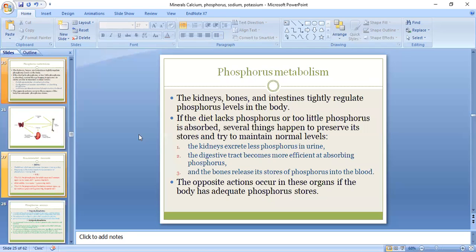Now, phosphorus metabolism. The kidneys, bones, and intestine tightly regulate phosphorus levels in the body. If the diet lacks phosphorus or too little phosphorus is absorbed, several things happen to preserve its stores and try to maintain normal levels. The kidneys excrete less phosphorus in the urine. The digestive tract becomes more efficient at absorbing phosphorus, and the bones release their stores of phosphorus into the blood. The opposite actions may occur if these organs in the body have adequate phosphorus stores.